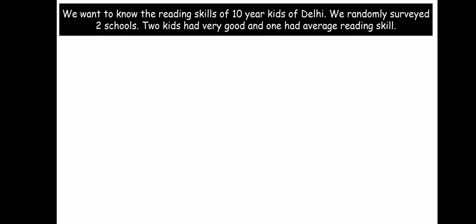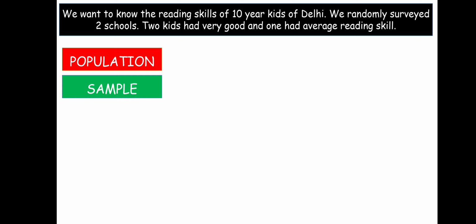Next, we'll have one more example. We want to know the reading skills of 10-year-old kids of Delhi. We randomly surveyed 2 schools. 2 kids had very good and one had average reading skill. Okay, now you say what might be the population over here? Yes, population will be 10-year-old kids in Delhi, which is a very huge number. So we are selecting a sample. What is the sample over here? Sample will be the 10-year-old kids from 2 schools. That will be our sample.